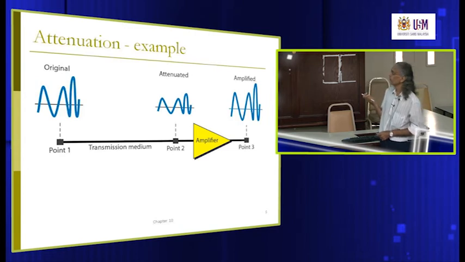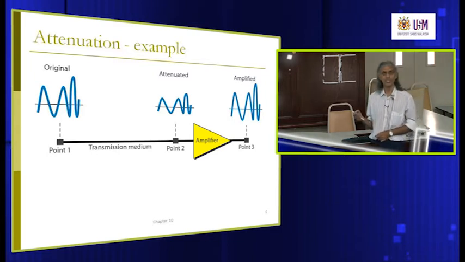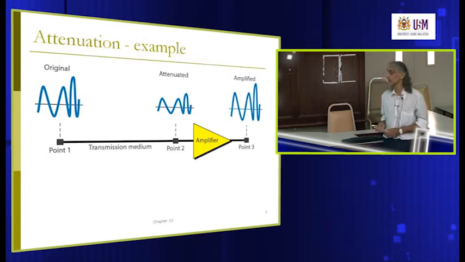So what we do is we put the signal through an amplifier, which will boost up its strength, or its amplitude, or its voltage levels. So the signal that comes out from the amplifier is almost as good as the original signal.